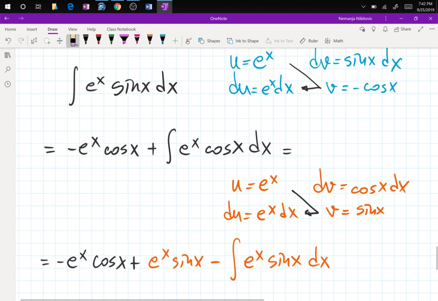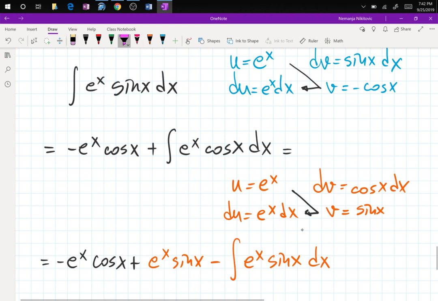Now you can just subtract negative e to the x cosine x and the integral of e to the x sine x, because they equal each other. Yes. So it's just one more time. Now you're going to do something you have never done in calculus before.